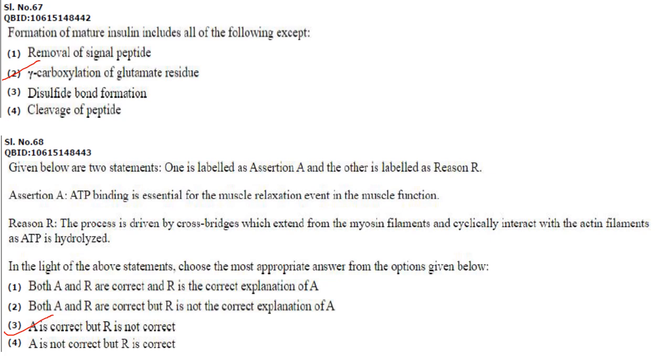Assertion A. ATP binding is essential for the muscle relaxation event in the muscle function. That is correct. The process is driven by cross bridges which extend from the myosin filament and cyclically interact with actin filaments as ATP is hydrolyzed. That statement itself is wrong. So A is correct but R is not correct.